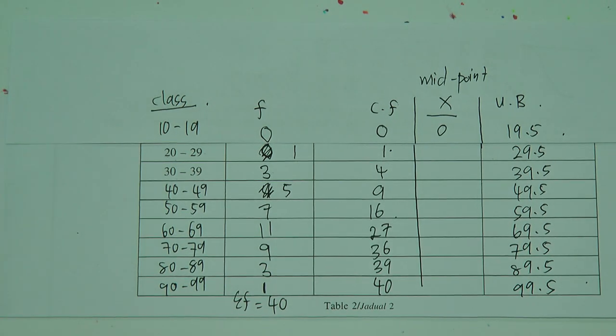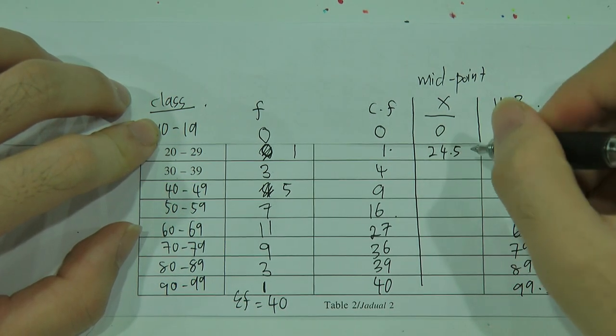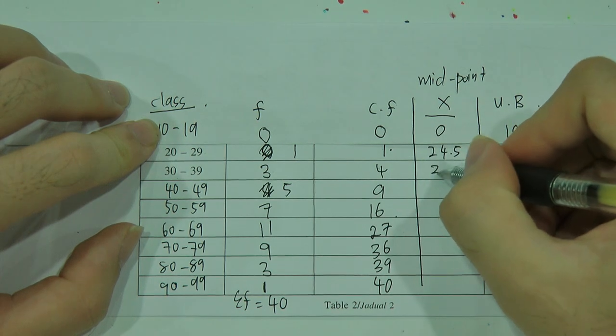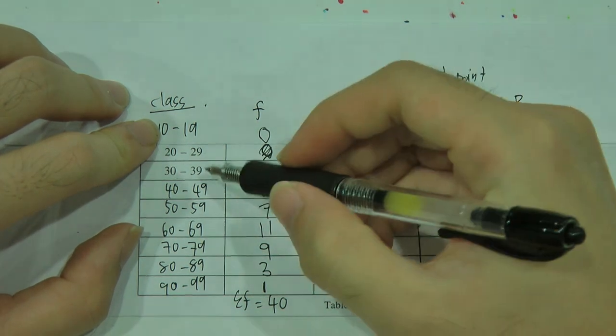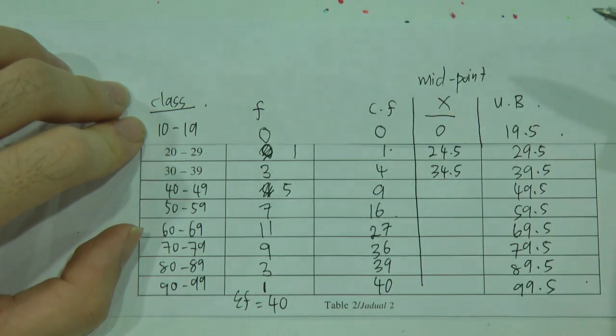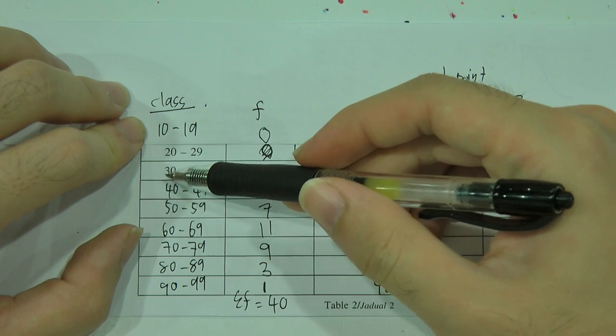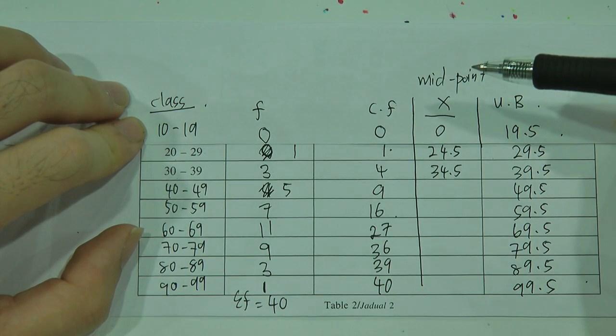If you're not sure, just press the calculator. 20 plus 29 divided by 2, you got 24.5, if not mistaken. Yep. 24.5. The next one is the same thing, so you got 34.5. If you're not sure, press the calculator, 39 plus 30 divided by 2. This is the way we find midpoint: upper limit plus lower limit divided by 2. This is the formula for midpoint.